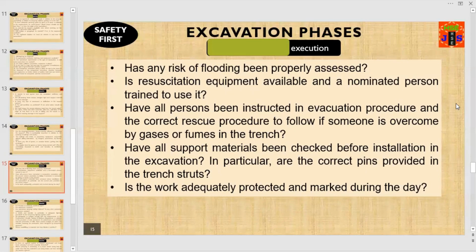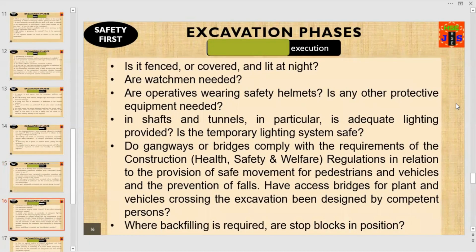Is the work adequately protected and marked during the day? Is the excavated area fenced or covered and lit at night? Are watchmen needed? If yes, are the watchmen assigned and available? Are operatives wearing safety helmets? Is any other protective equipment needed in shafts and tunnels?